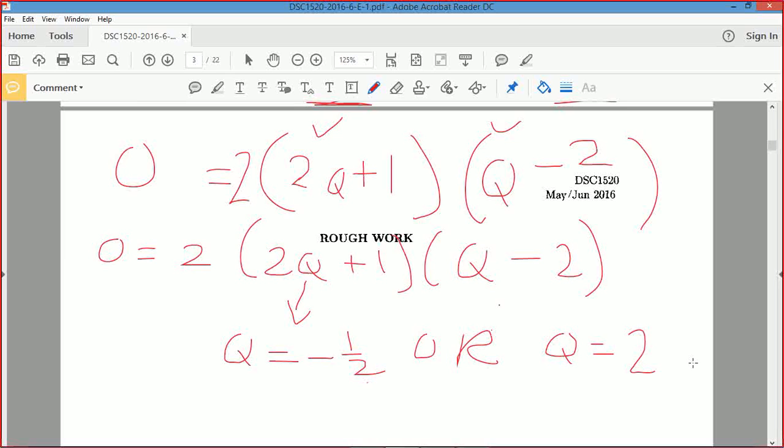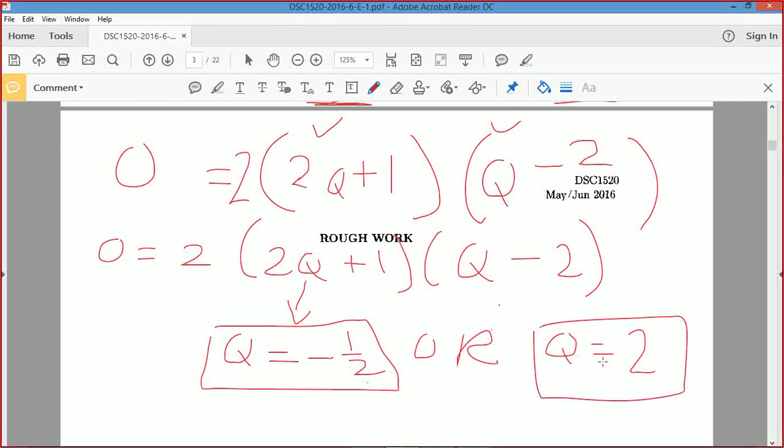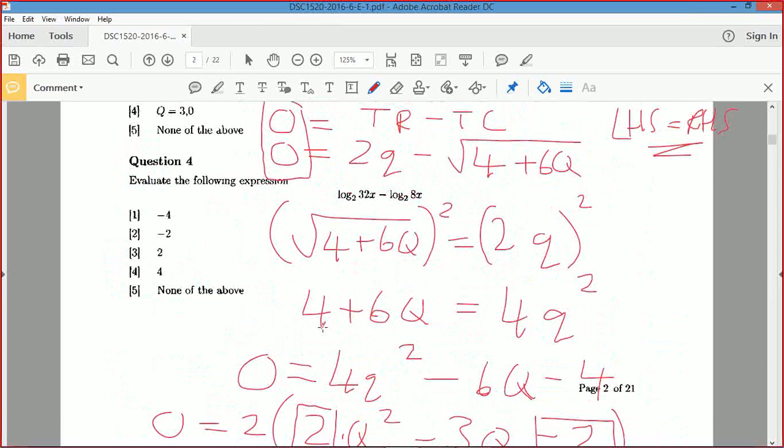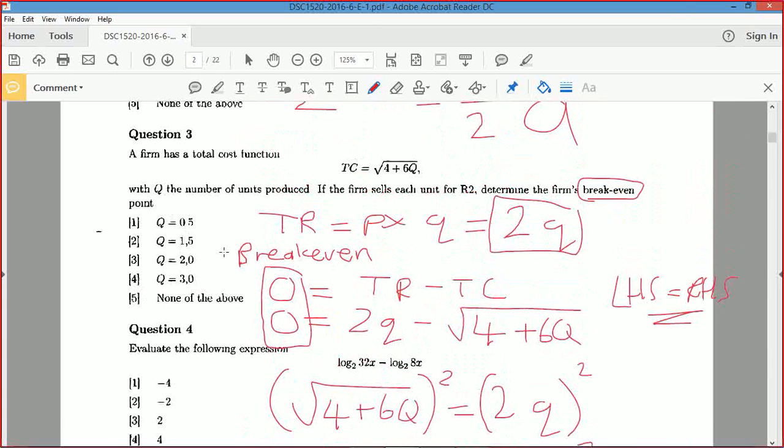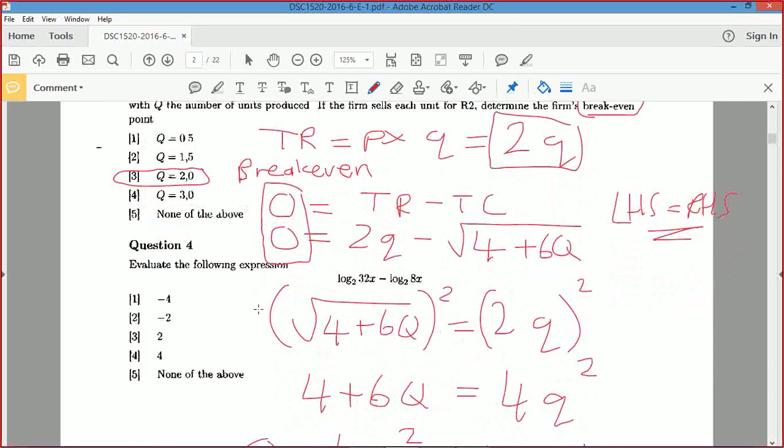Can you have negative quantity? No, quantity is always greater than 0. So this isn't an option. Mathematically, it's an option, but in reality, it's not. Quantity can only be bigger than 0, so only 2 would be the answer. So where's the question? Here's the question. How much are they going to need to break even? 2 units. So the option is 3.